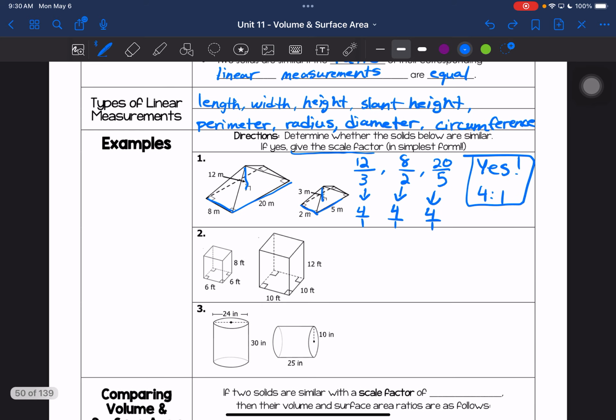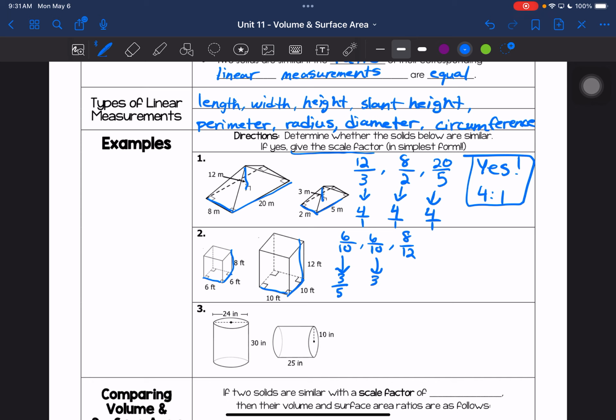Okay, so let's look at number 2. For these rectangular prisms, we have to compare the same measurements on each side. So I'm going to do the 6 on the bottom and compare that to the 10 on the other shape. Then we have this 6, which matches up with the other 10 as well. And then the height is going to be 8 over 12. Okay, so let's simplify these. You could use your calculator to simplify these if you don't remember how to simplify fractions, but 6 over 10 just simplifies to 3 over 5.